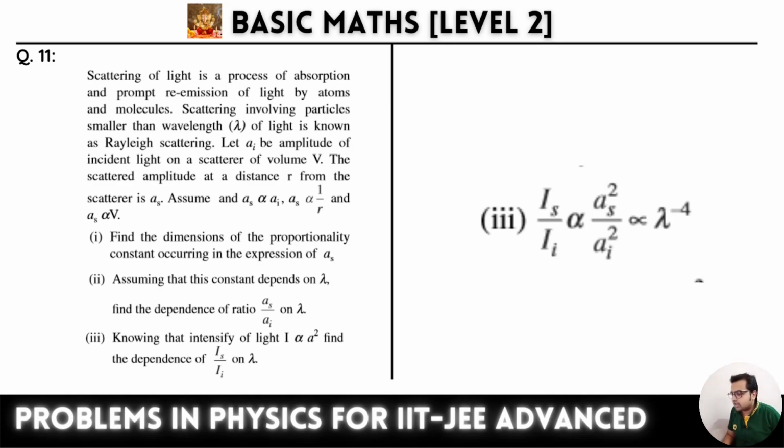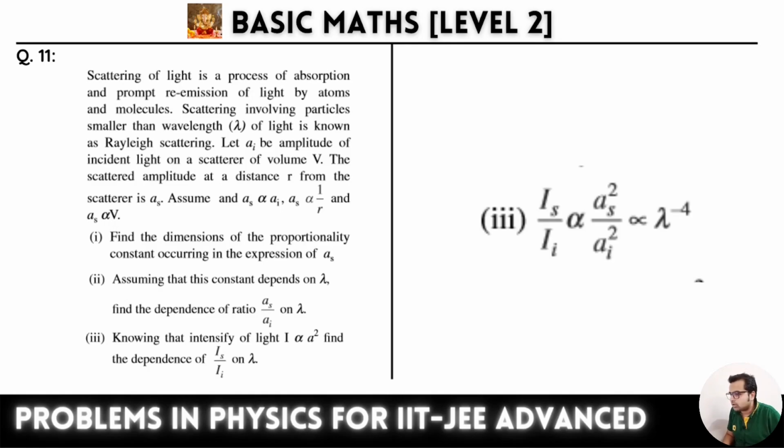Okay. So Is upon Ii. Definitely Is is proportional to As square and Ii is proportional to Ai square. So Is upon Ii will be proportional to (As upon Ai) whole square. And we know that As upon Ai is proportional to lambda to the power of minus 2, that we have derived. So very easily we can write (As upon Ai) whole square will be proportional to lambda to the power of minus 2, whole square. So it will become lambda to the power of minus 4. Okay. I hope this problem is clear.